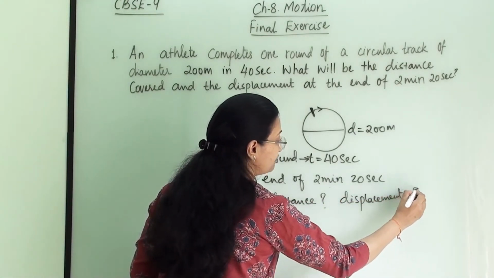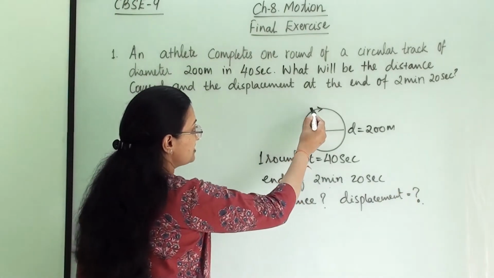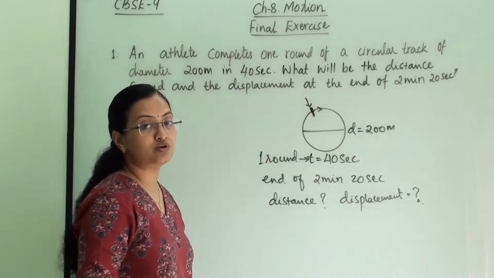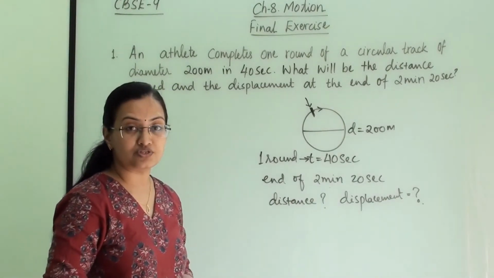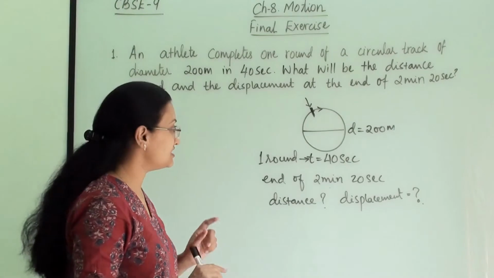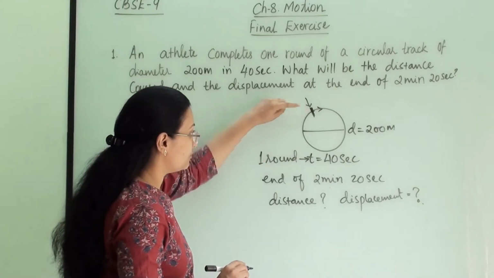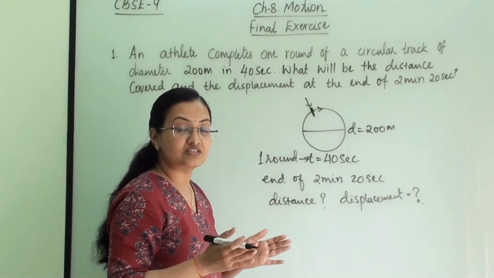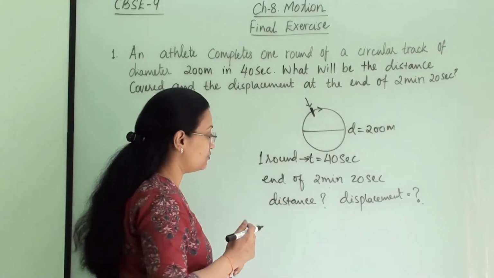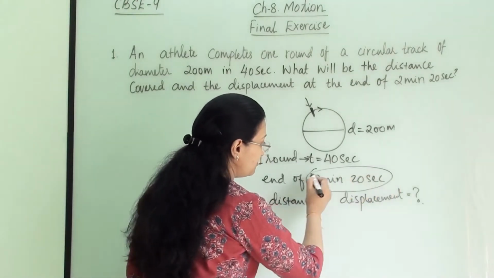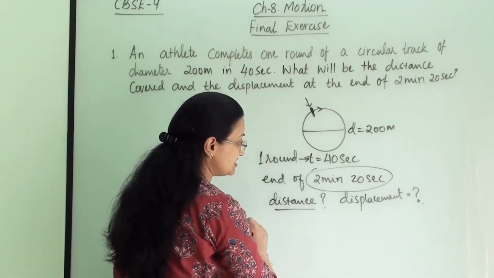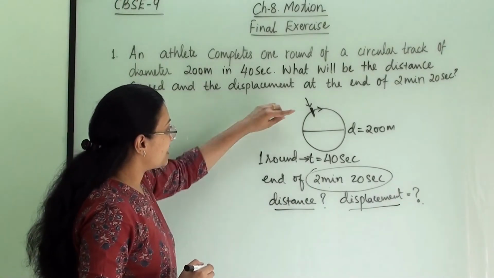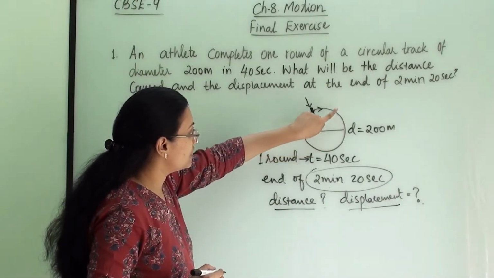Now why do we have to find out the displacement? Because once he starts from here and comes back to the same position, his displacement will be 0. If the final position and initial position are the same, then the displacement will be 0. So if he takes one full round, then yes, he covers some distance, but his displacement will be 0. So after this much time period, we have to find out what will be his distance and what will be his displacement. So first we have to find out the total distance.